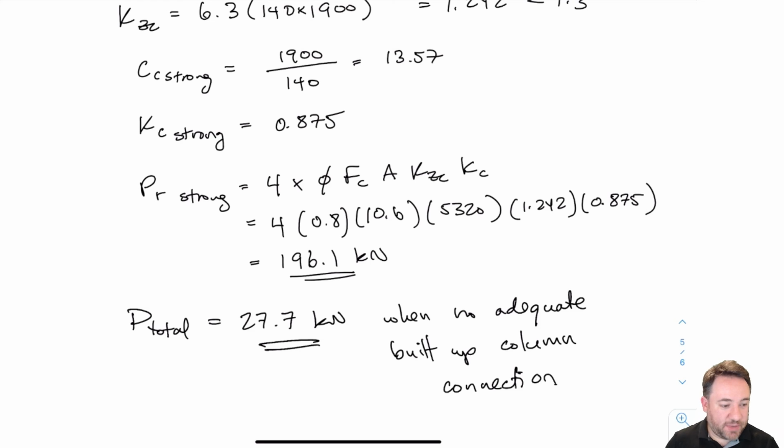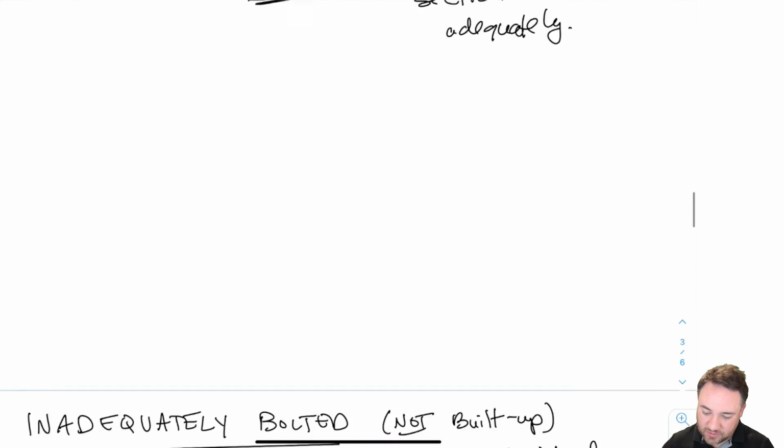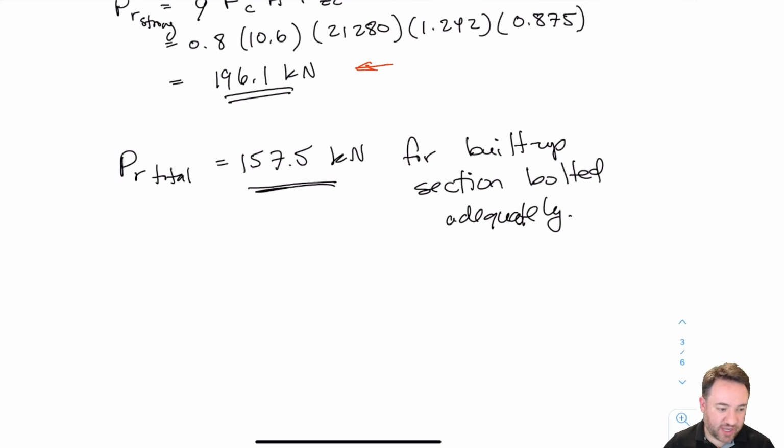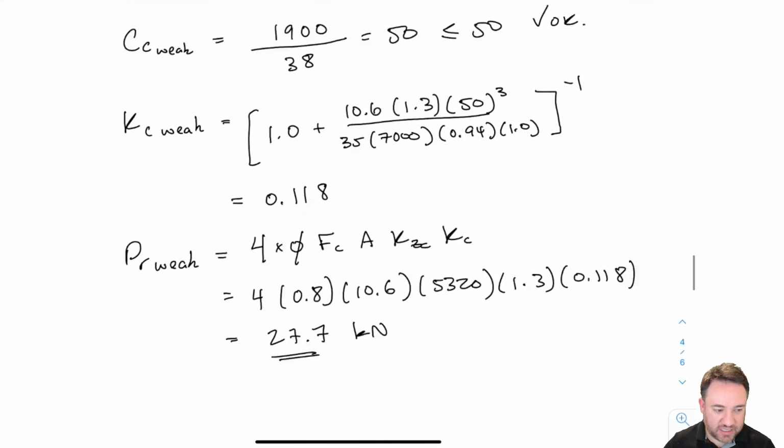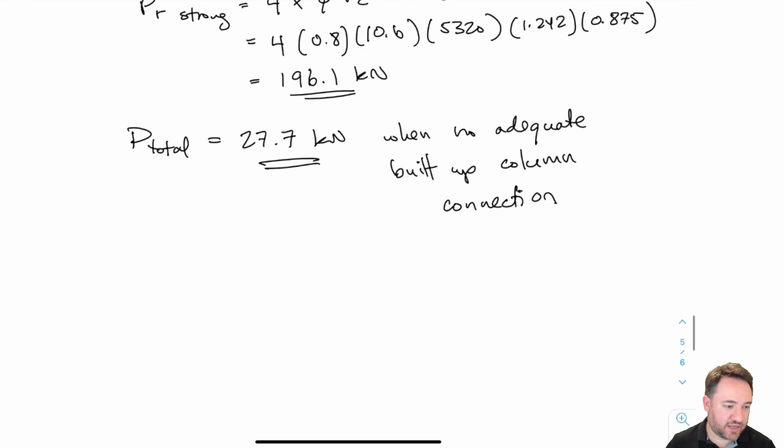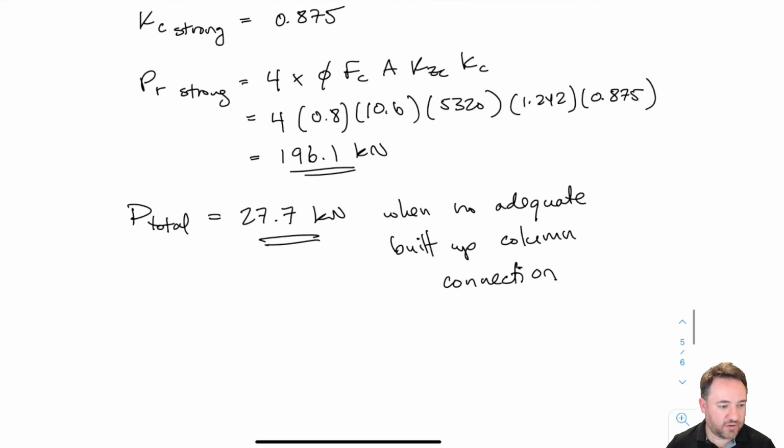So you can see how big of a difference it makes, because when we considered it to be a built-up column, the strength was 157.5. And now all that we've done is considered that I have not connected these together properly, and my strength has gone down to 27.7. So the built-up column makes a huge difference. So that's the end of this example. Hopefully you've seen the effect of built-up columns. And the other big takeaway is that the strong axis buckling is not affected by whether we consider the column to be built up or not.